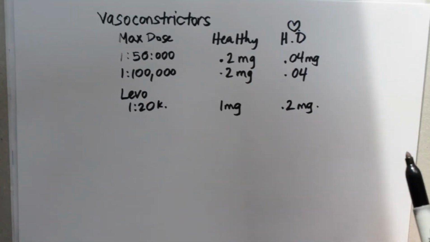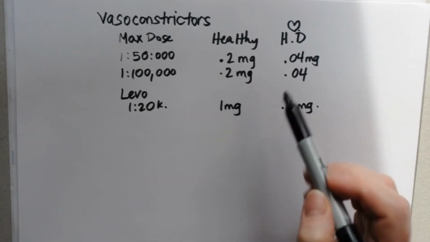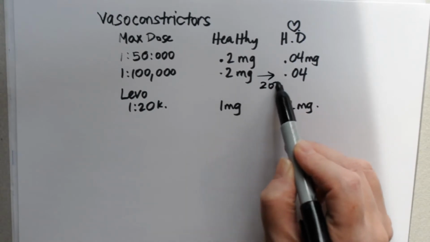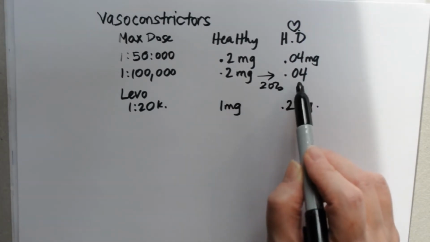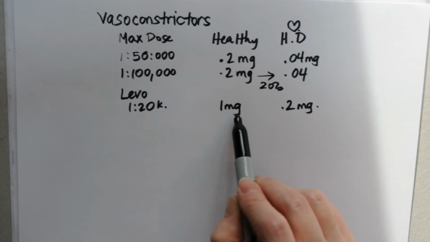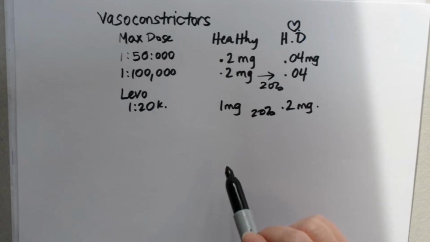So to help you memorize this, I want you to just notice that in each of these cases, the heart disease amount is 20% of the healthy amount. So if we take 20% of 0.2, we end up with 0.04. And same thing for the levonordefrin. If we take the 1 milligram that we give to a healthy patient and times it by 20%, we get 0.2 milligrams. So knowing that, if you just memorize healthy and you know that heart disease is 20% of that, then you can figure out what the heart disease amount is without having to memorize yet another table.